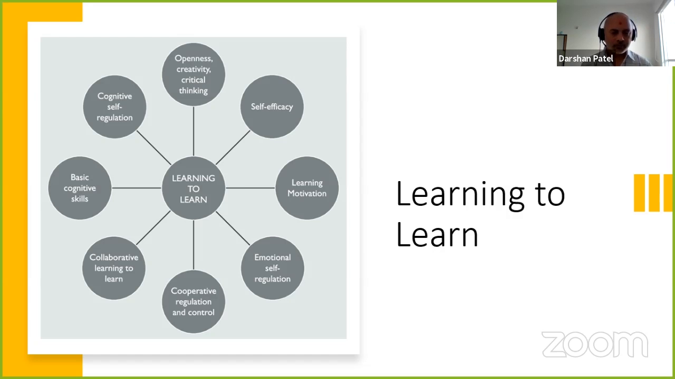Emotional regulation also needs to be learned. I think that self-regulation is the key to learning. Cooperative regulation and control. This is the core forte which I talk about in these next two topics: collaborative learning and cooperative regulation. This happens in a society where we go to a college, we get influenced by each other, and sometimes our friends influence us or we influence them on several activities.